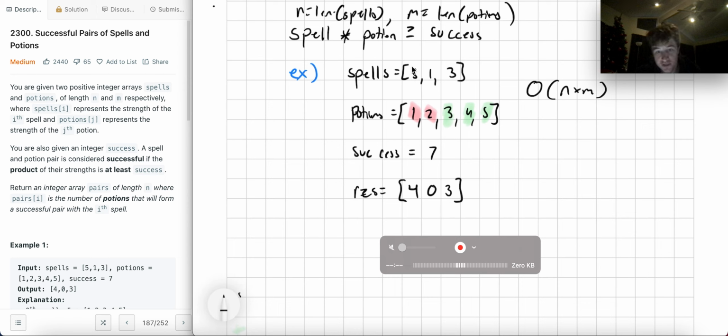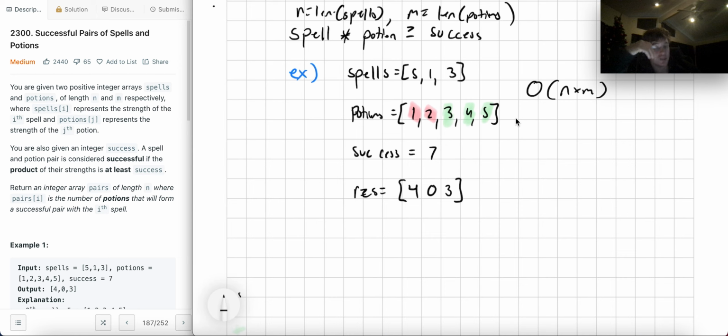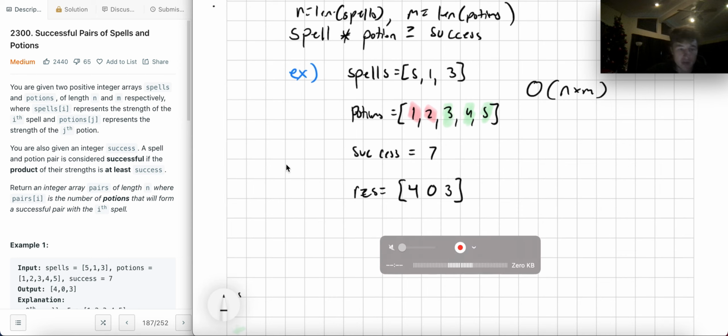So we look at this spell, we look at each potion, we figure out what that number is, we put it here. We look at this spell, we look at each potion, we figure out what that number is, we put it here. We look at this spell, look at each potion. So for each spell, we look at all potions. So we look at n spells, and for each of the n spells, we have to look at all m potions. So that means we look at n times m total things. All right. Now, will that work?